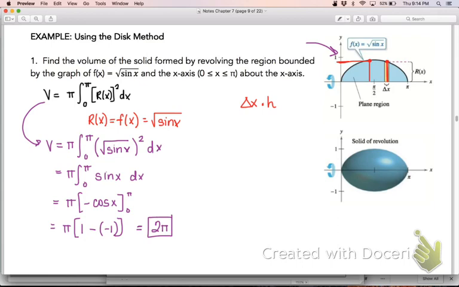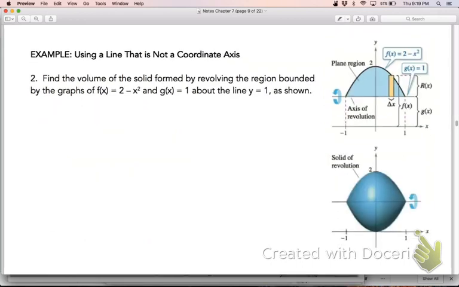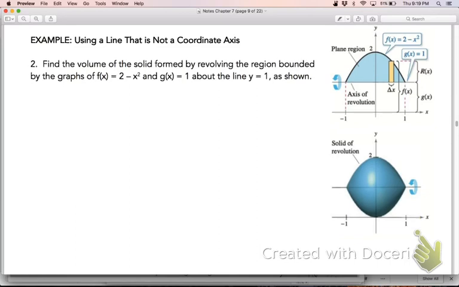I want to look at one more example today and then we'll pick up where we left off when I see you next. Example 2 here is a little bit different. I want to look at how determining the radius might become a little bit different if I am rotating around an axis that is not necessarily a coordinate axis, like the x-axis or the y-axis. So we're going to go horizontal again here today.